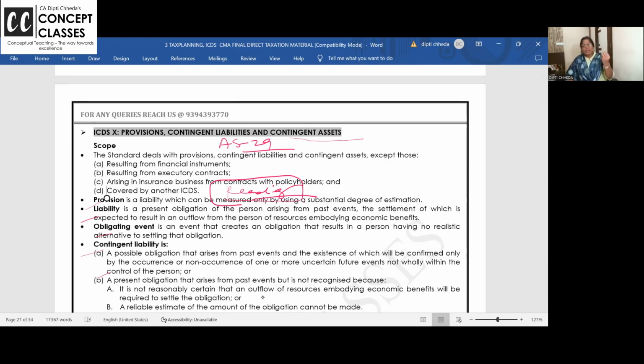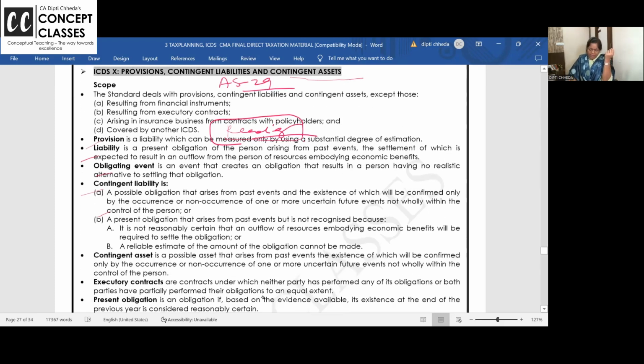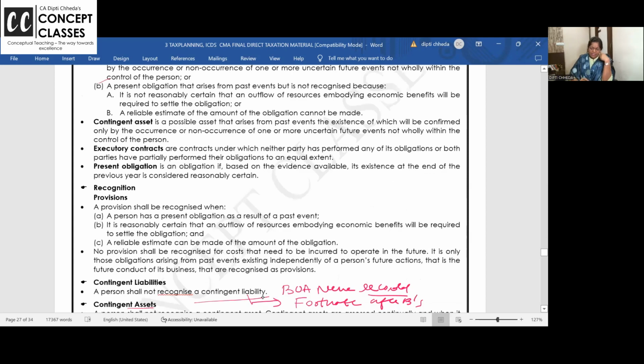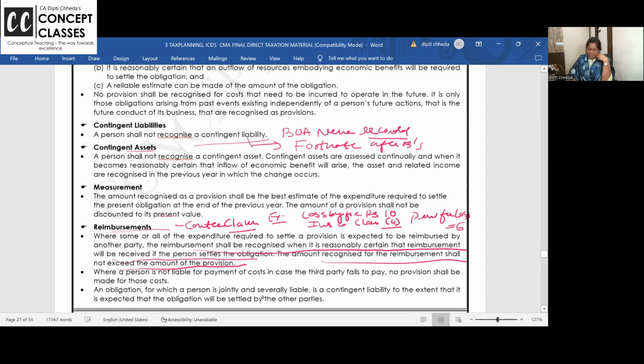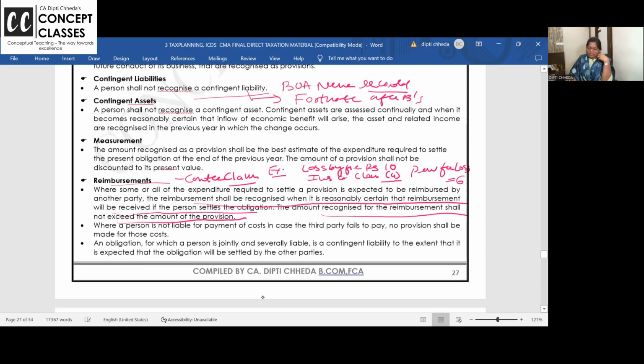Provisions, yes. We make provision for depreciation, provision for bad debt, provision for repairs. So like this, we keep making provisions according to some reasonable assumptions. Then in this ICDS, they are talking about onerous executory contract and all. Frankly, leave it.